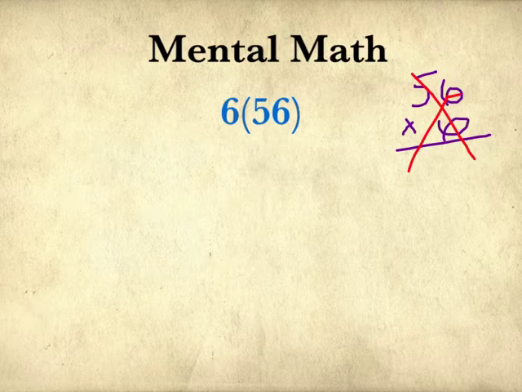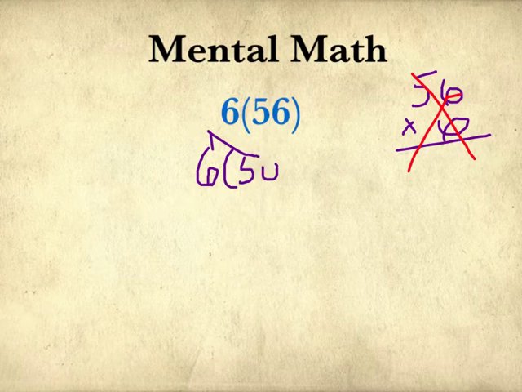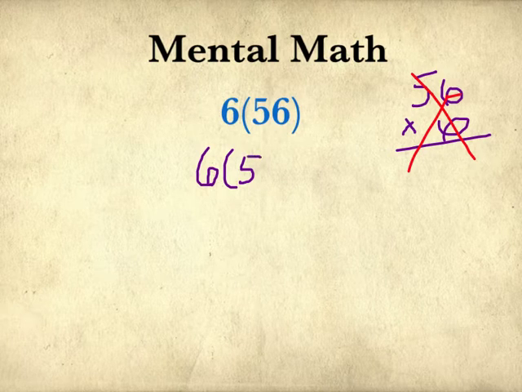So what we're going to do is we're going to split 56 into a nicer number to multiply. And by nicer, I mean numbers that we can do in our head. I don't know my multiples of 56, and I'm guessing you don't as well. So what we're going to do is instead of 6 times 56, we're going to do 6 times 50 plus 6.